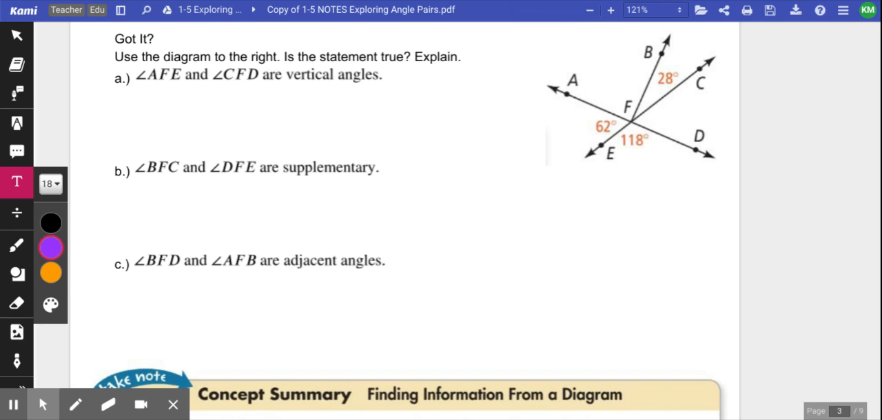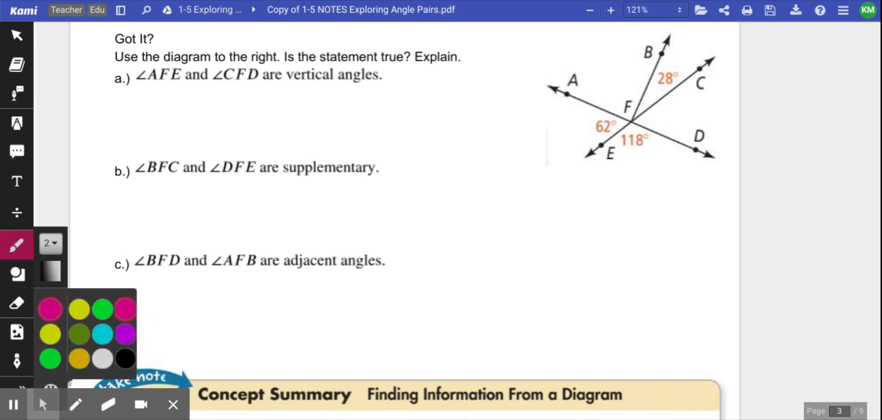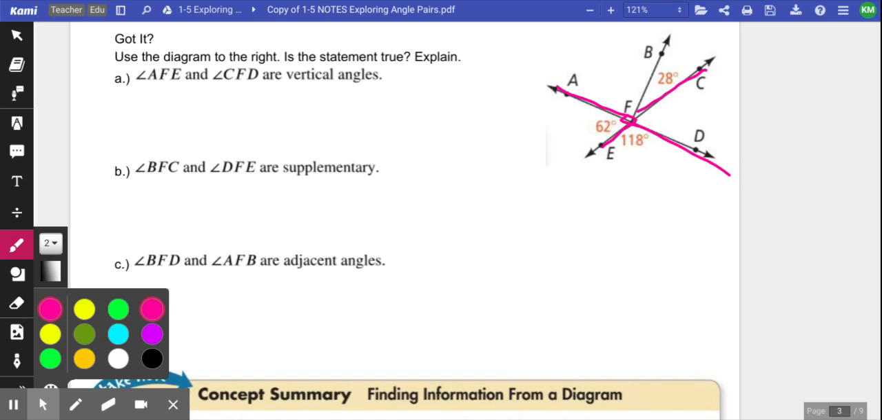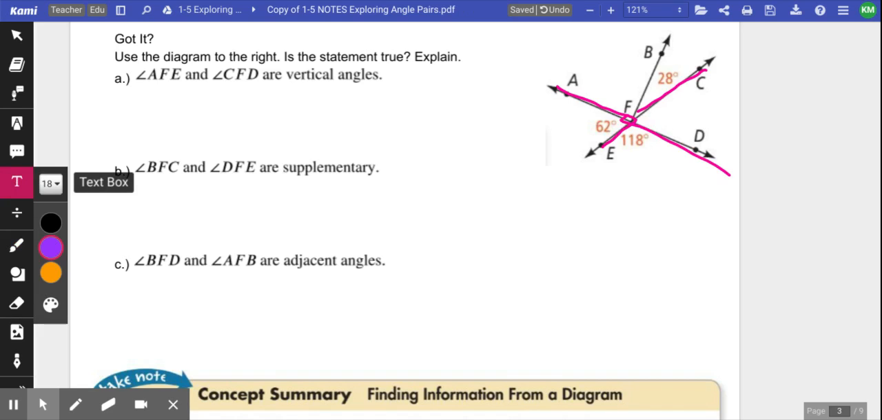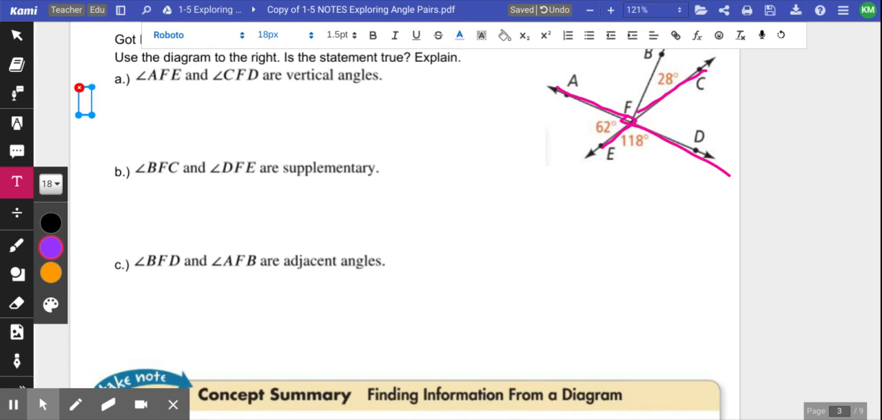So they want to know for A is AFE as well as CFD. Are they vertical angles? So here I take a look and I notice that, yeah, they have opposite rays, right? So that they are definitely vertical angles. So yes, FA and FD, as well as FC and FE, are both opposite rays.